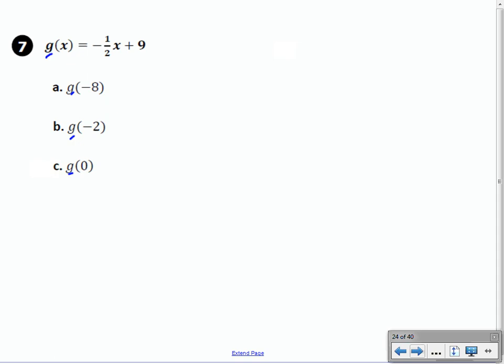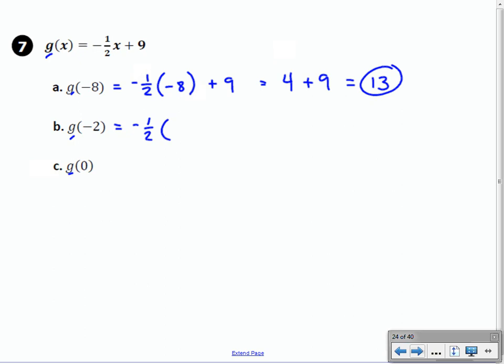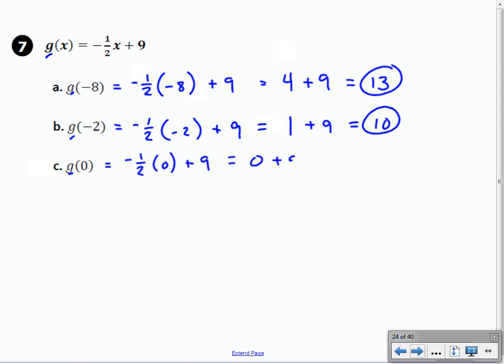If I want to find g of negative 8, that just means I'm plugging in negative 8 to g of x. So negative 1/2 times parentheses negative 8, so I plugged it in, plus 9. Negative 1/2 times negative 8 is positive 4, plus 9 gives us 13. If I want to find g of negative 2, I plug in negative 2. So negative 1/2 times negative 2 is positive 1, plus 9 gives us 10. I plug in 0. Anything times 0 is 0, so we get 0 plus 9, which is 9.